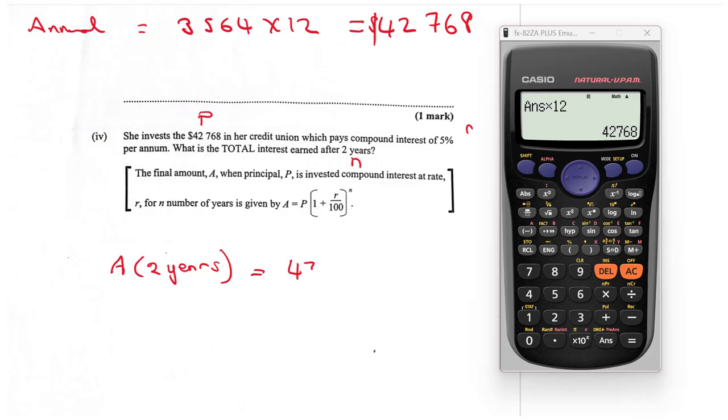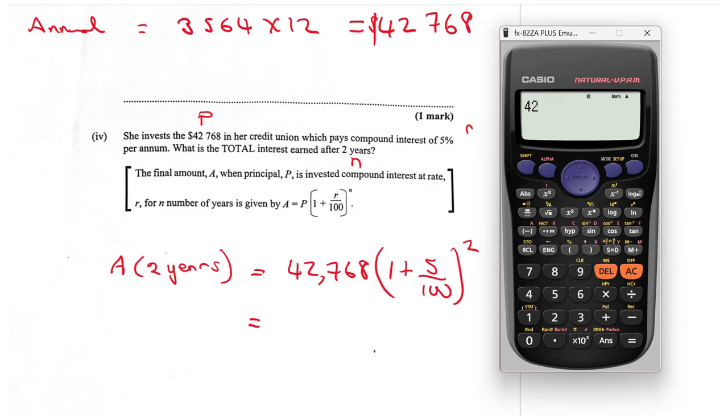That's equal to 42,768, and then open bracket, 1 plus 5 over 100, raised to the power of 2. Now let's work this out in our calculator. 42,768, open bracket, 1 plus 0.05. Remember, 5 over 100 is 0.05, raised to the power of 2. So I can just square that.